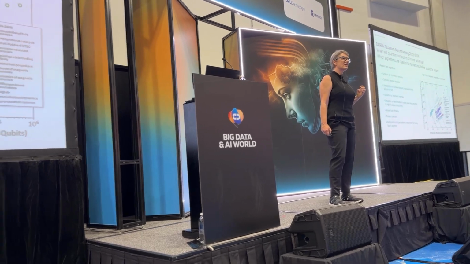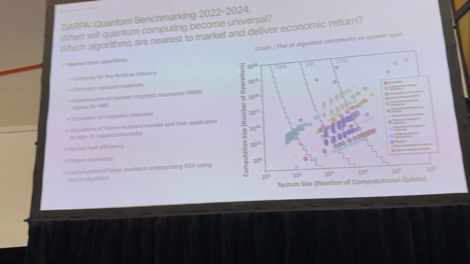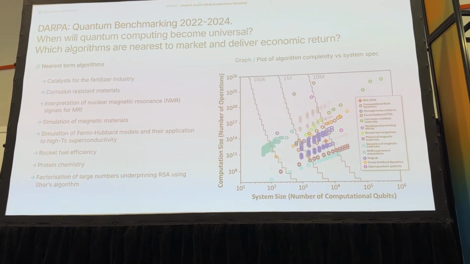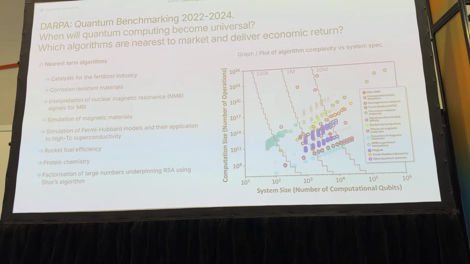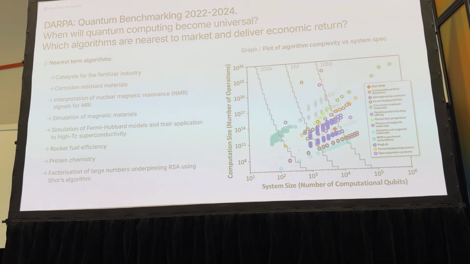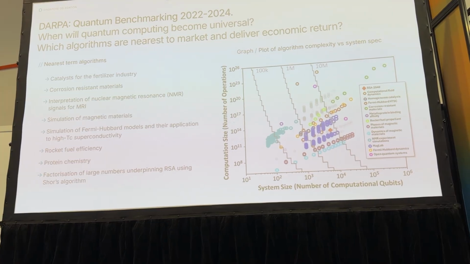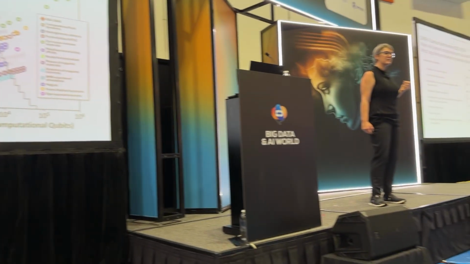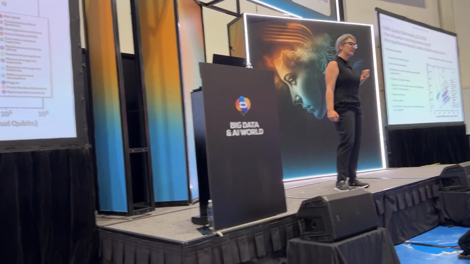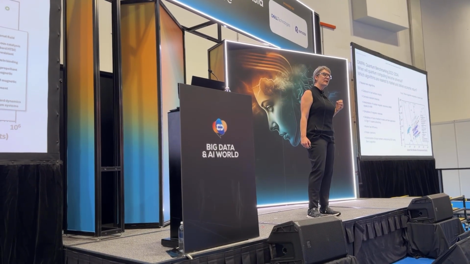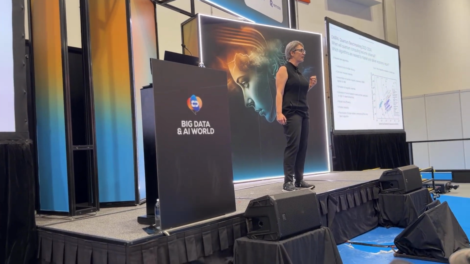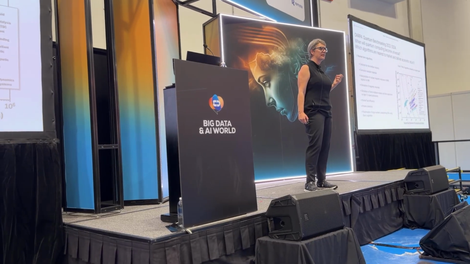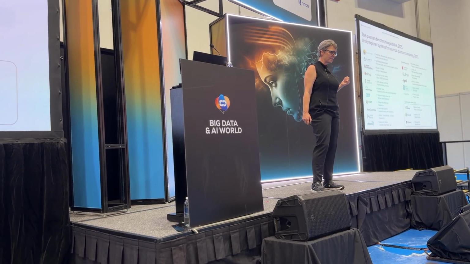And very recently, DARPA, the US Defense Agency, identified these algorithms that they see as closest to the near-term value. You can see a lot of those are in the areas of materials catalysis, so trying to figure out a better way to create fertilizers, looking at magnetic materials or high temperature superconductivity or rocket fuels. But also in there is cryptography. So the code-breaking algorithm is now predicted within the next 5 to 10 years.